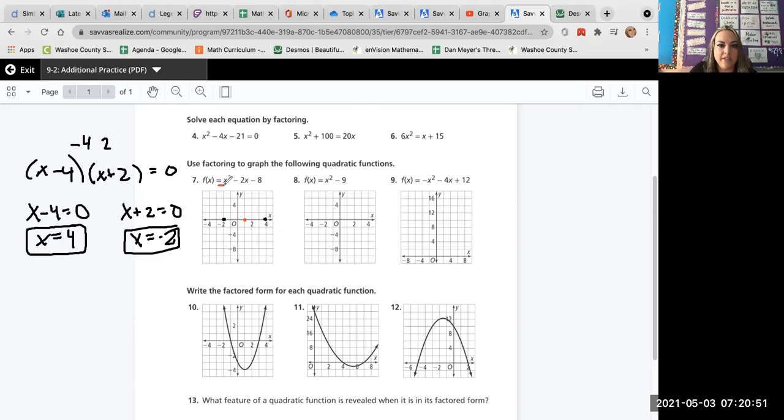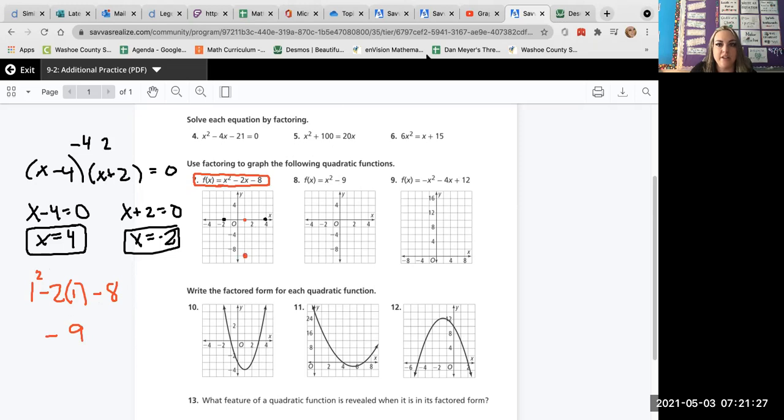Our a value is +1, so it's going to open up, but we need to know exactly where the vertex is. So when we use this value of 1 for x and plug it in, we're doing 1 squared minus 2 times 1 minus 8. So I'm using the original function. Evaluate this. It's 1 minus 2 is -1, minus 8 is -9. So the vertex is at (1, -9).